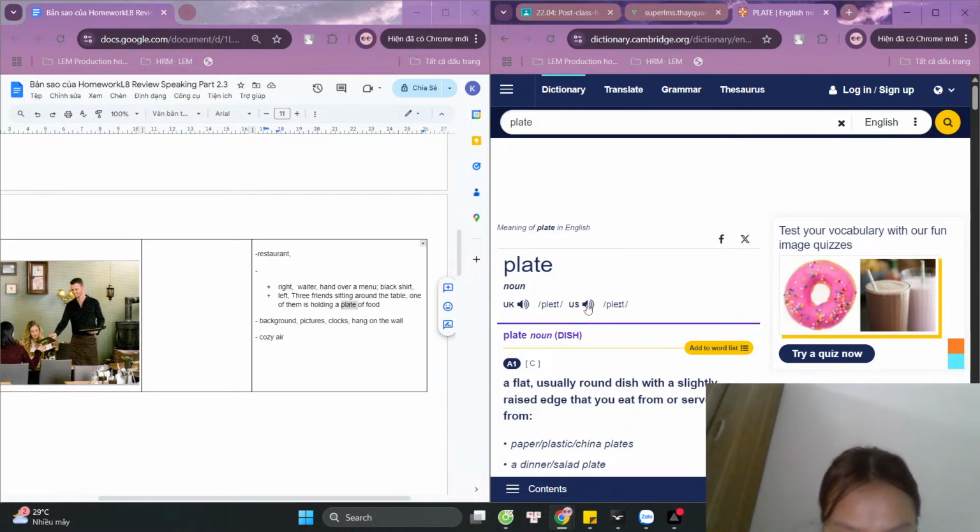This is a picture of a restaurant. On the right side, a waiter in a black suit is handing over a menu. On the left side, three friends are sitting around the table. One of them is holding a plate of food. In the background, pictures and clocks are hanging on the wall. Maybe they are cozy. It looks like a cozy air.